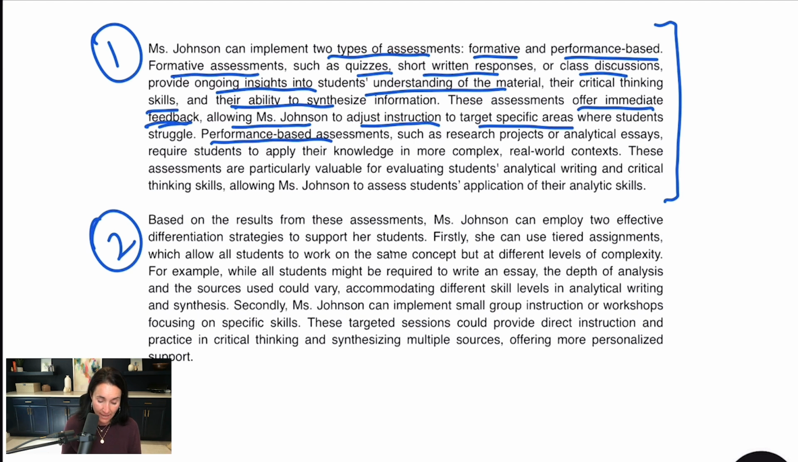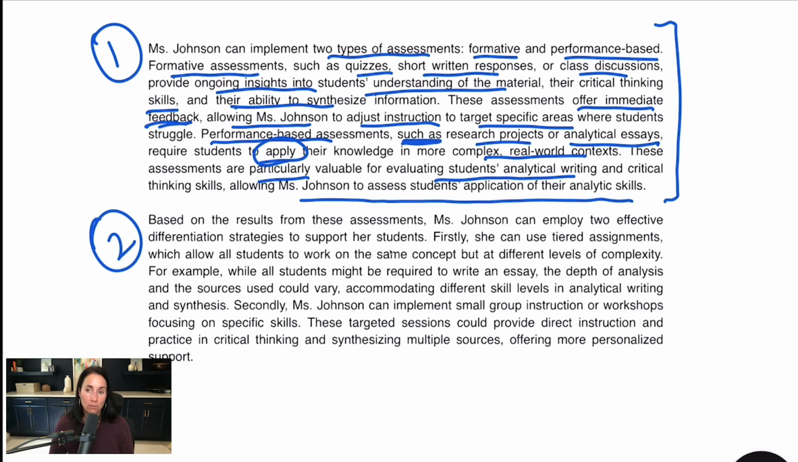Performance-based assessment, such as, here's my specific example, such as, for example, research projects or analytical essays require students to apply their knowledge. This shows the reader of your essay that you have the content knowledge necessary to be a reading teacher. You're using the terms performance-based assessments and analytical essays and students applying their knowledge. That tells the reader that you know that these are higher order skills. In a more complex real-world context, these assessments are particularly valuable for evaluating students' analytical writing and critical thinking skills, allowing Ms. Johnson to assess, and here we go, why are we using it? Students' application of those skills.